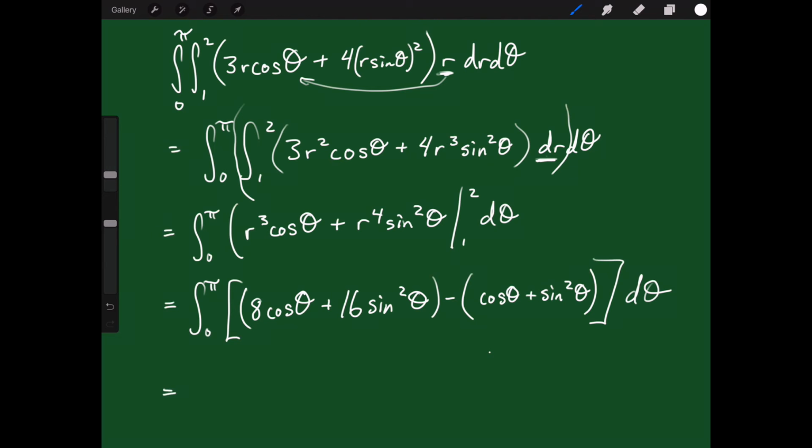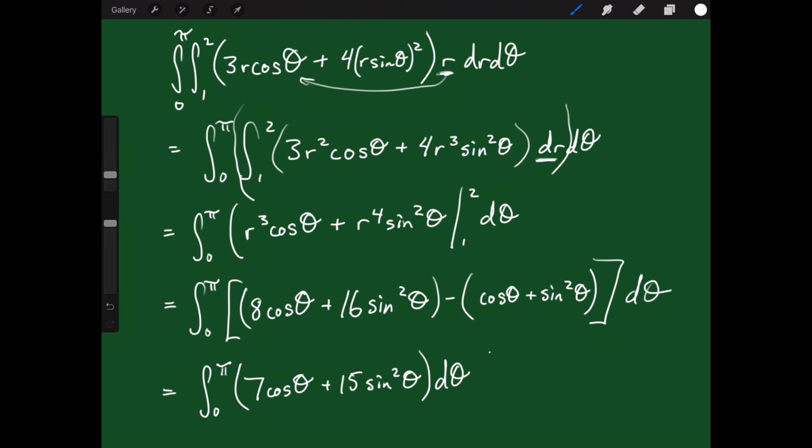Okay, let's simplify a little more. I get the integral from 0 to pi. Let's see, I have 8 cosine thetas minus 1 cosine of theta is 7 cosine of theta. Then I have 16 sine squared thetas minus 1 sine squared of theta. So this is plus 15 sine squared theta. All of that d theta.